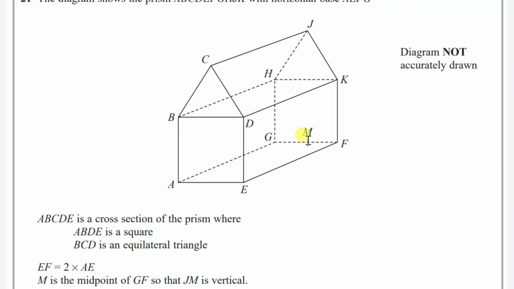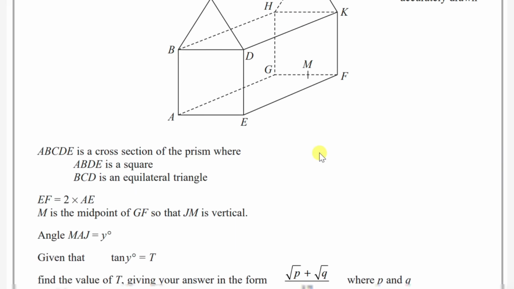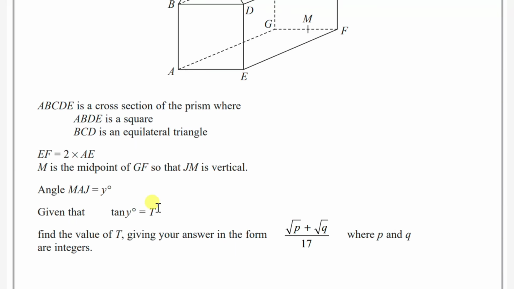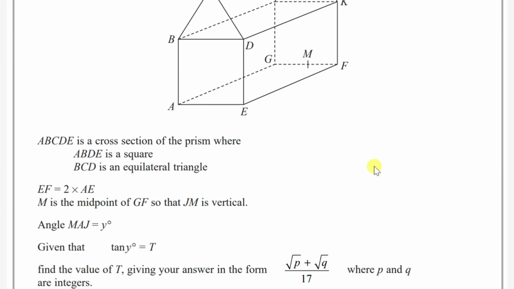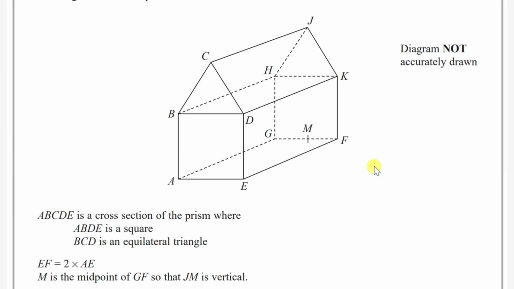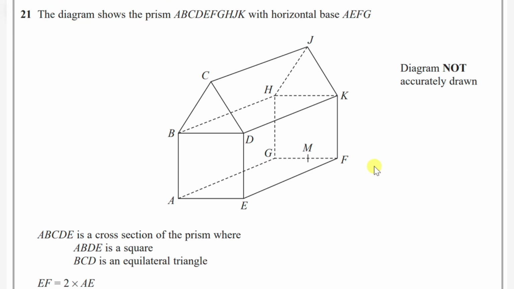So from the midpoint M all the way to A, all the way to J, it's going to be a right angle triangle because it's perpendicular to the ground. Given that tan Y equals T, find the value of T, and give me your answer in fraction form. Okay, I've actually solved this one in advance because this one needed a lot of time and care, so I'm going to flip the screen to show exactly what I did.